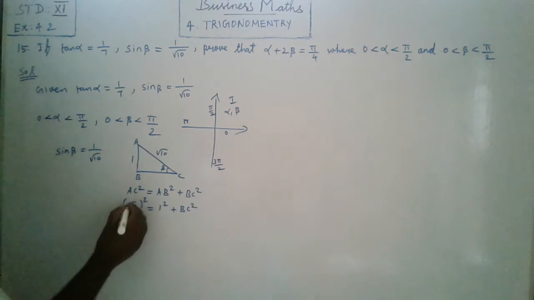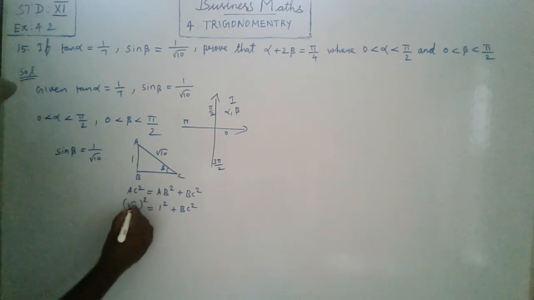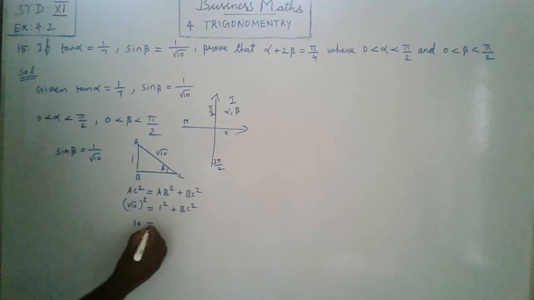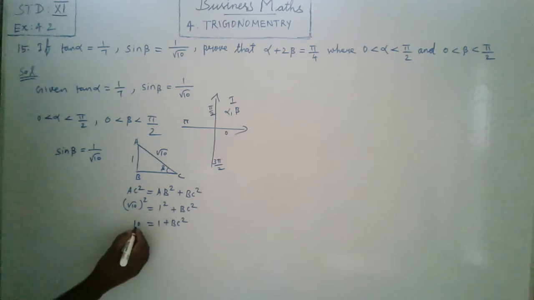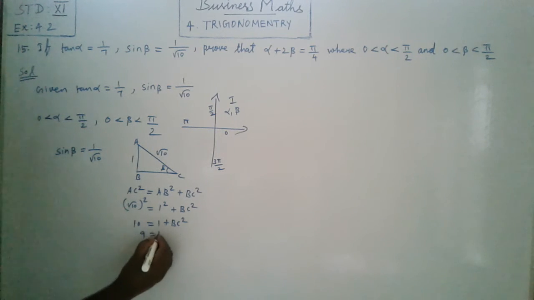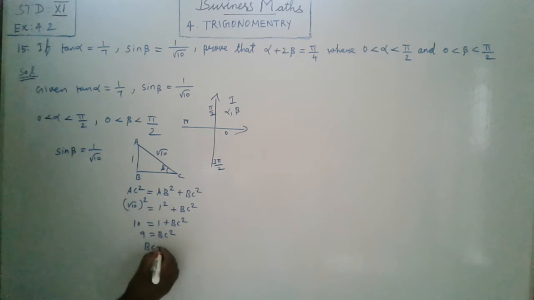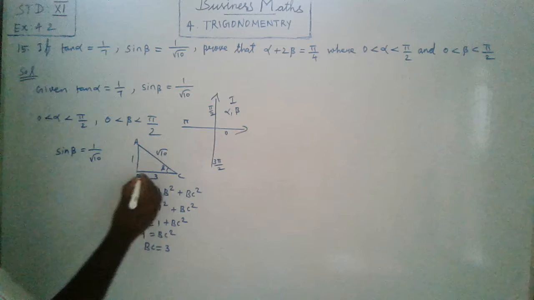BC square. Root of 10 whole square is 10, equal to 1 square is 1 plus BC square. We take 10 minus 1 is 9, equal to BC square. So BC equal to the square root, which is 3. So 3 is BC.